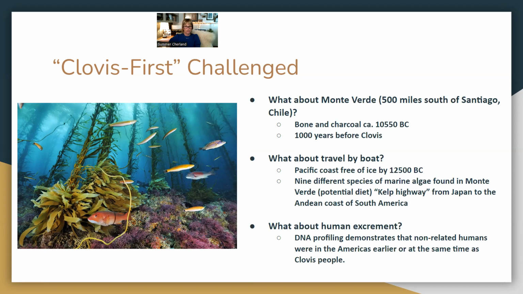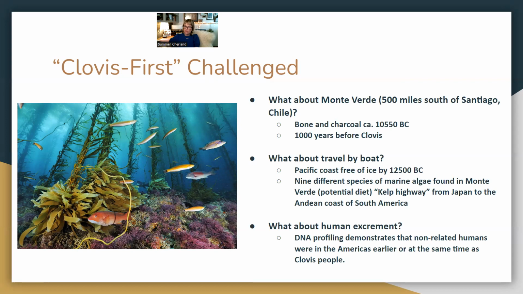Where bone and charcoal that could be dated about 550 years before those first Clovis spear points had been found. So what about those folks? How would we believe the Clovis were first and that they came across Beringia if 500 years before that, there were people south of Santiago, Chile? That's very far south, right? That's about 500 to 1,000 years before Clovis.